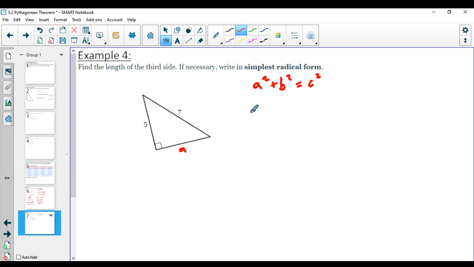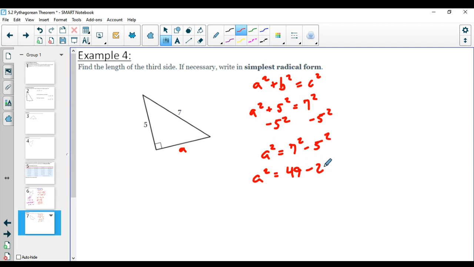Okay. So again, we have A squared. We don't know A. We're looking for it. Plus 5 squared equals 7 squared. Well, we're going to have to subtract that 5 squared to solve for A. And we know 7 squared is 49, 7 times 7. 5 squared is 25. 49 minus 25 is 24.